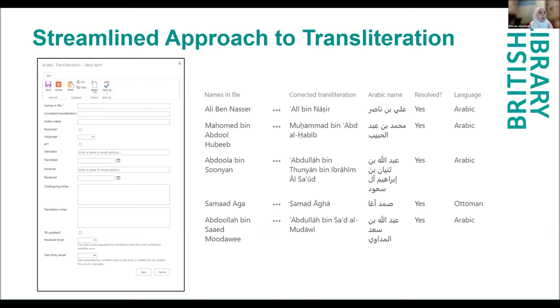The name is also then added to our translation term base, and all the transliterated names remain available on SharePoint for catalogers to consult. This improved process helps us fulfill our responsibility towards our users, and it also aligns with our conscientious approach as a form of respect towards people whose names have been distorted by the record creators.